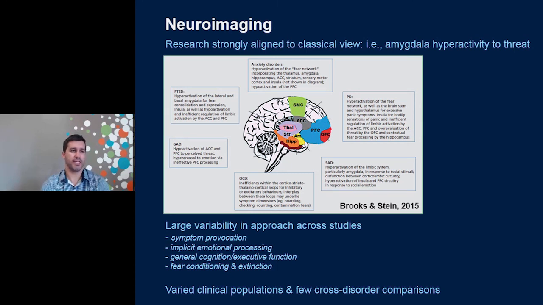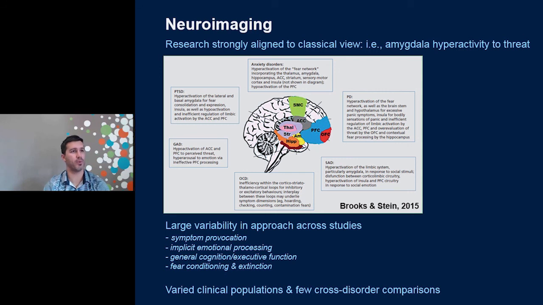Not surprisingly, most of the research to date has been strongly influenced by, and focused on, the amygdala story with regards to anxiety disorders. There's a review published last year or the year before by Brooks and Stein that attempted to put it all together. They concluded that anxiety disorders are overall characterized by heightened engagement of a broad brain fear network, but also that the more regulatory parts of the brain, the ventromedial prefrontal cortex for example, would be somewhat underactive. So if we look at individual studies, is this really the case?